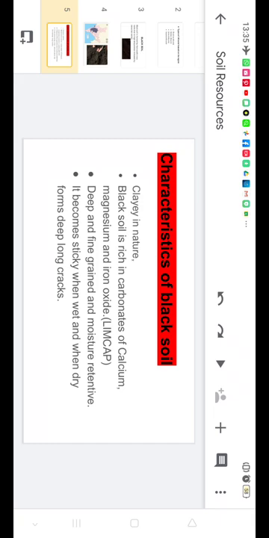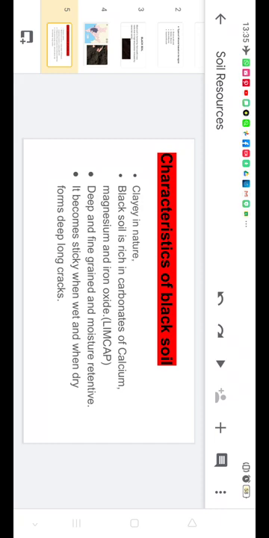You may note down that the black soil is rich in lime, iron, magnesium, calcium, alumina and potash. Please note down the names. In short, we can call it LIMB CAP. If you write these names, you get marks for it. L stands for lime, I for iron, M for magnesium, C for calcium, A for alumina and P for potash. So the black soil is rich in all these things.